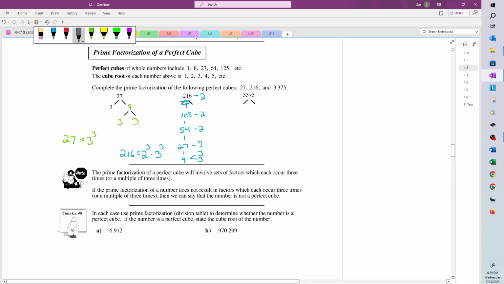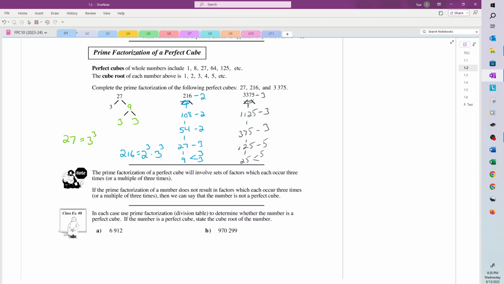And then 3,375. That doesn't divide by 2, but I can divide it by 3, and I get 1125. If I divide that by 3, I get 375. I divide that by 3, I get 125. Divide that by 5, I get 25, and that equals 5 times 5. So 3,375 equals 3 cubed times 5 cubed. Okay.